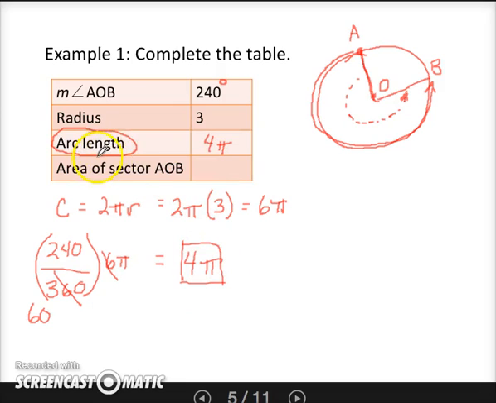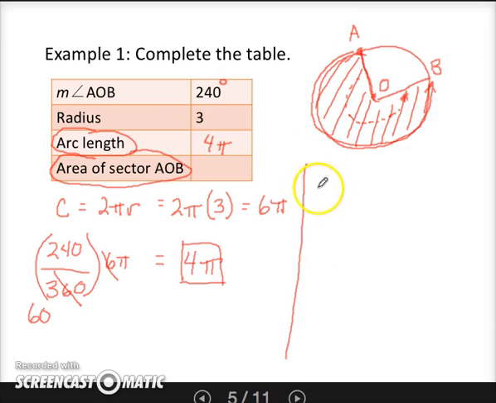Now we're asked to find the area of sector AOB. Remember, we're finding the big area here, since our angle measure is more than 180 degrees. This is the part of the pie I'd want to keep if we were slicing up this pie. So we have our formula for the area of a circle, which is pi r squared. In this case, we have pi times 3 squared, which is 9 pi. And we want this fraction of 9 pi.